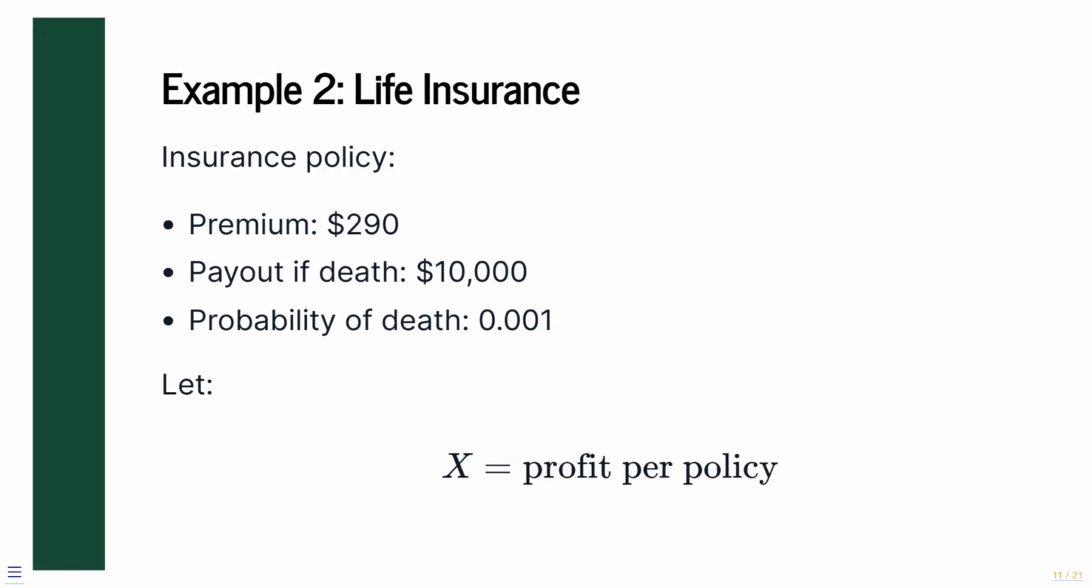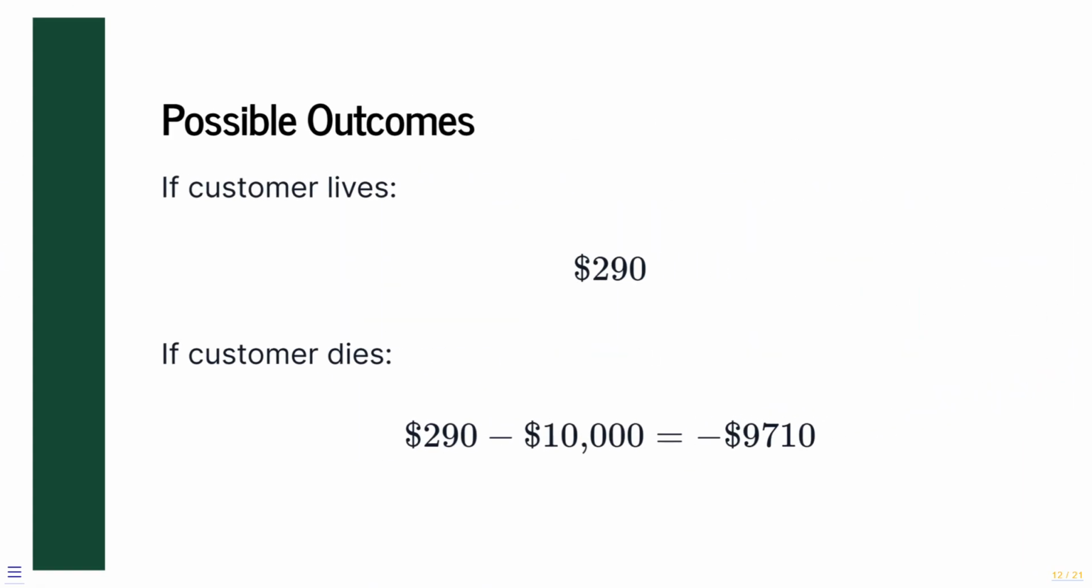Example 2 looks at life insurance. An insurance company sells a 1-year policy for $290 and pays $10,000 if the customer dies during the year. The probability of death is 0.001. We define the random variable x as the company's profit per policy. If the customer lives, the company gains the full premium. If the customer dies, the company experiences a large loss because it must pay the claim.